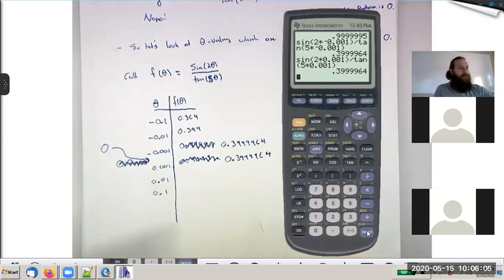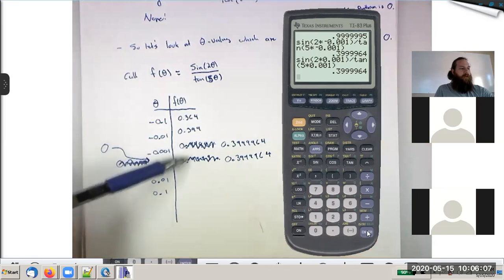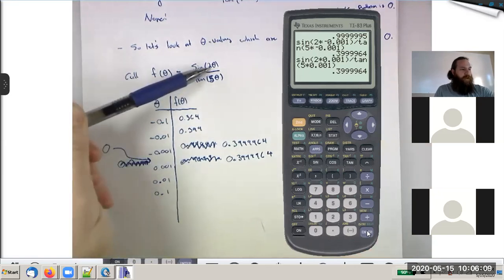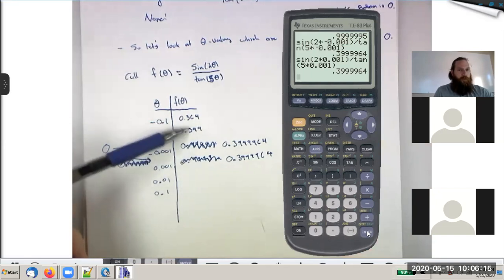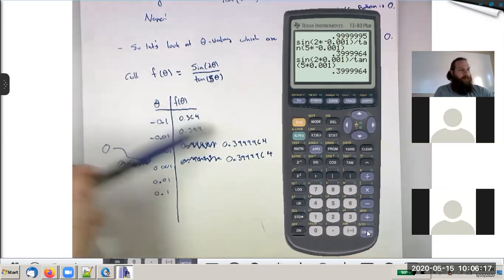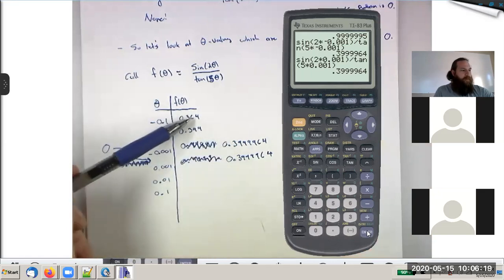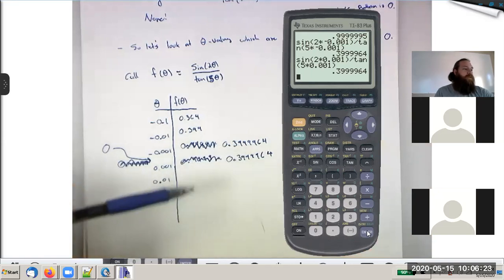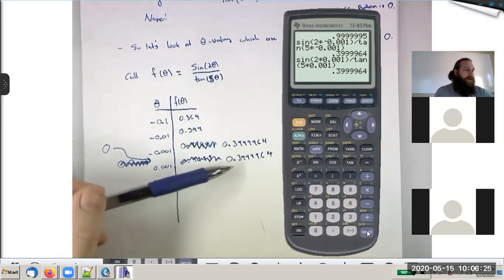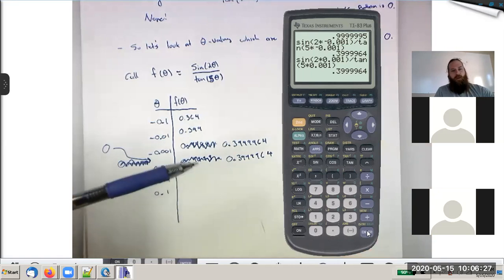So when I originally computed these two that you see scratched out here, I left out this 2 and I left out this 5 when I plugged in the theta values. And that's why those were coming out to being very, very close to 1 and not being super close to these guys. So this table makes sense, right? 0.364, 0.399, 0.3999964, 0.399999964. What are these getting closer and closer to?